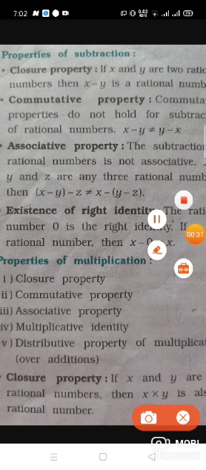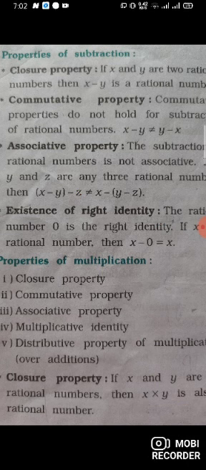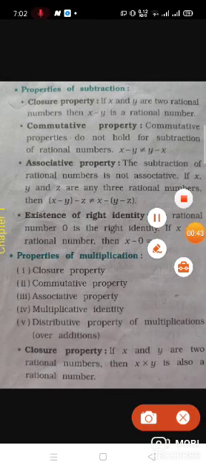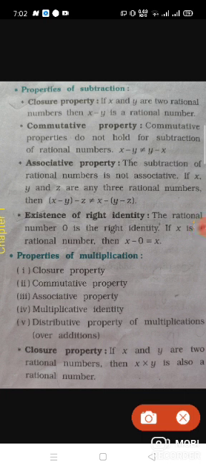If x and y are two rational numbers, then x minus y will be a rational number. Okay friend, it should be a rational number. Suppose we take x equal to 5 and y equal to 3. So 5 minus 3 is equal to 2, and we know that 2 is a rational number. So the closure property holds for subtraction.